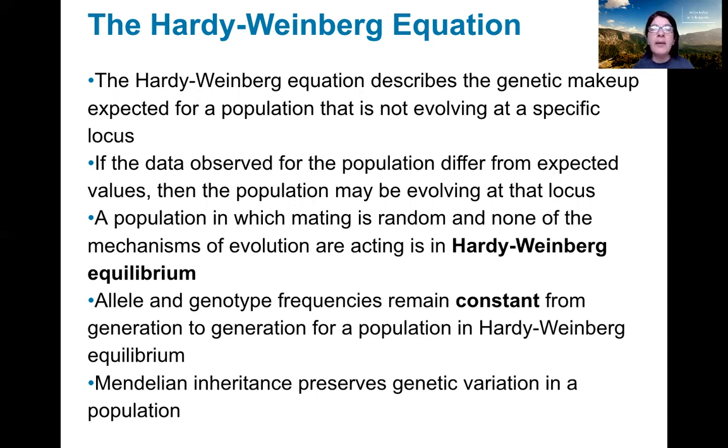Okay, and it's called an equilibrium because in equilibrium, all the allele and genotype frequencies for that given gene, for that given locus, remain constant from one generation to the next. So if the population is at Hardy-Weinberg equilibrium, the allele frequencies and the genotype frequencies will not change, they remain constant. The Mendelian inheritance patterns preserve the genetic variation in the population, but the allele frequencies and the genotype frequencies will remain constant for that one gene, for that one locus, if the population is in Hardy-Weinberg equilibrium.